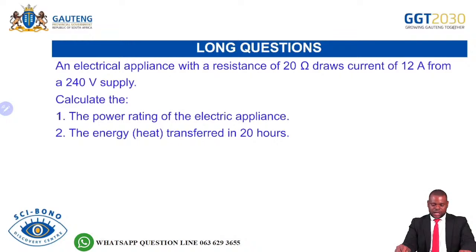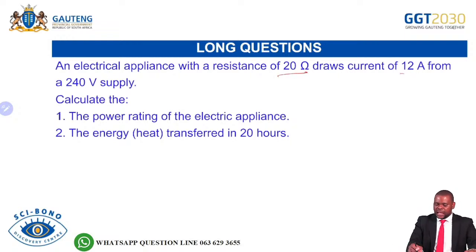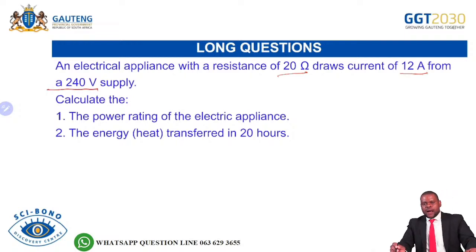Okay, grade 12, welcome back. Let me just go through the question again. An electric appliance with a resistance of 20 ohm draws a current of 12 ampere from a 240 volts supply. Can you see now you're given the resistance, the current, and you're given the potential difference, which is the voltage.